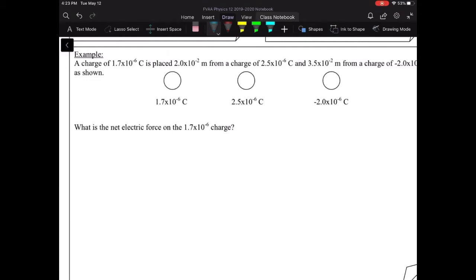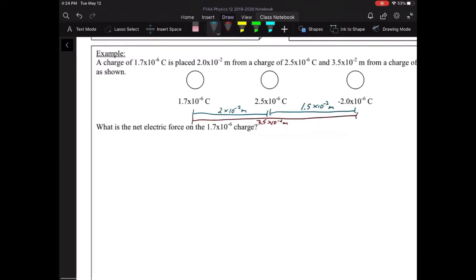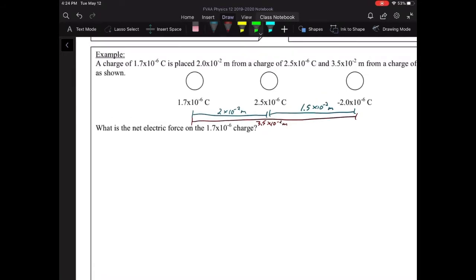Okay, so here it's not really drawn to scale, but we have a distance here of 2 times 10 to the negative 2 meters to any charge. And then this distance, the total distance is 3.5 times 10 to the negative 2. So this distance is 1.5 times 10 to the negative 2 meters. Okay, so your total distance would be the 3.5 times 10 to the negative 2 meters. So keep track of that. Don't want to get tripped up there. What is the net electric force on this charge here?